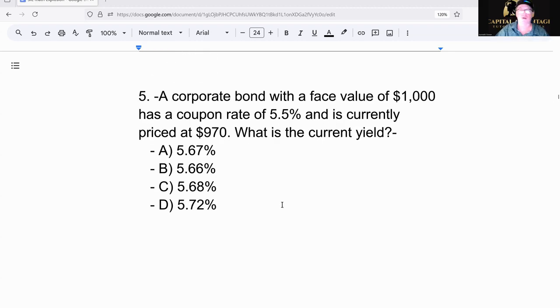A corporate bond with a face value of 1,000. We're going to do 5.5 divided by 970, which is 5.67. Boom, it's letter A.